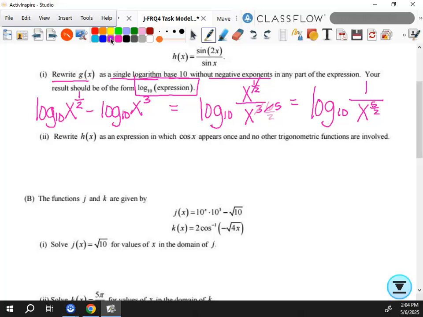So this next one. Rewrite h of x as an expression in which cosine appears once and no other trigonometric functions are involved. So when I look at this part right here, that's my double angle. And that's Sinbad, right? Remember, what Sinbad wants is the 2 of them, sine of alpha and cosine of alpha, to live together in harmony. Oh, I should say alpha, I'm sorry. But this particular thing says x, so we need to actually use x. Sorry about that.